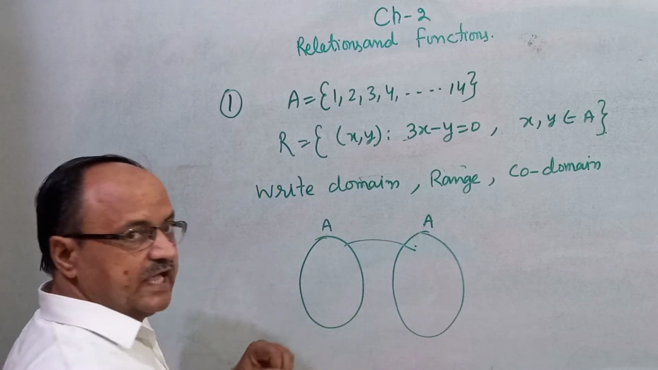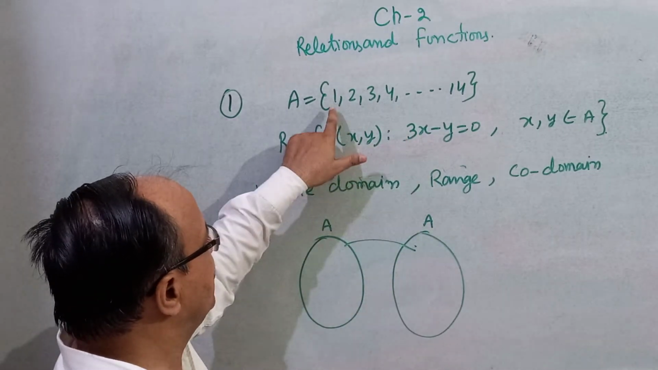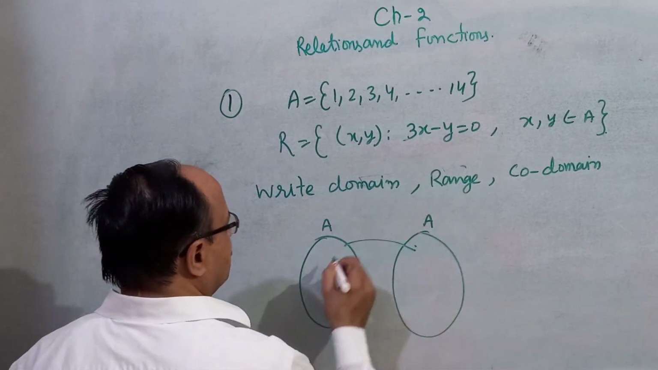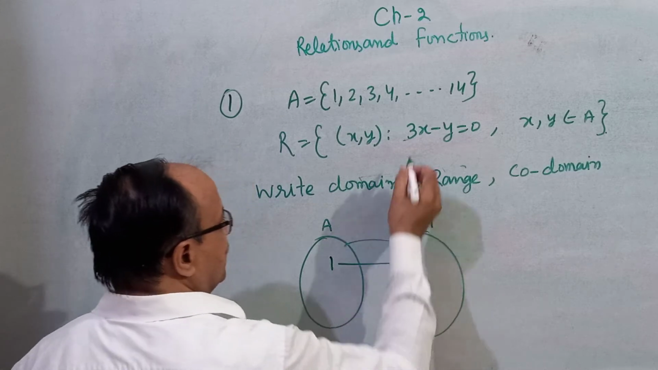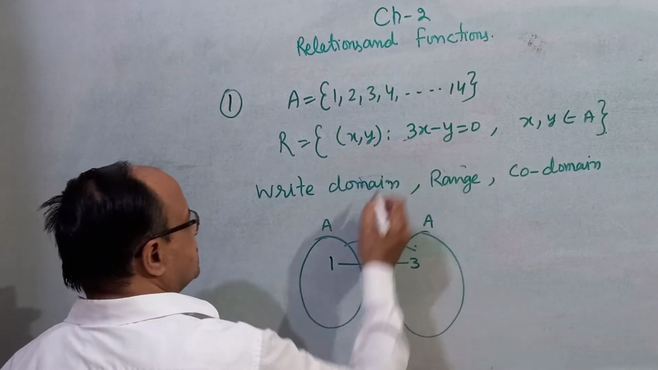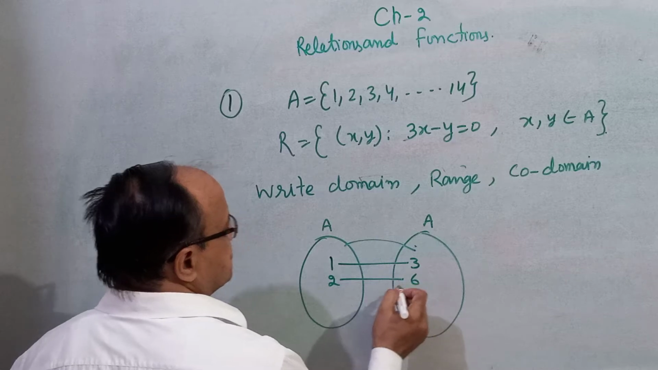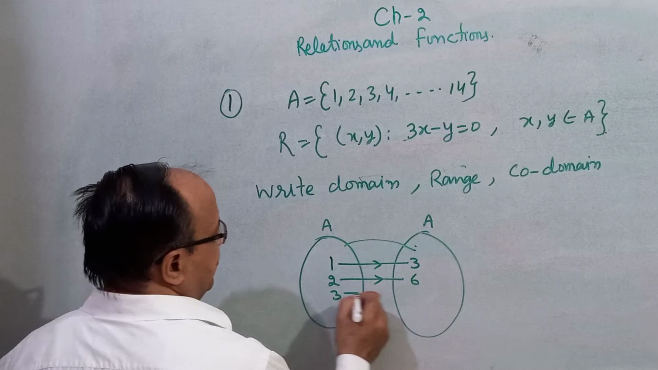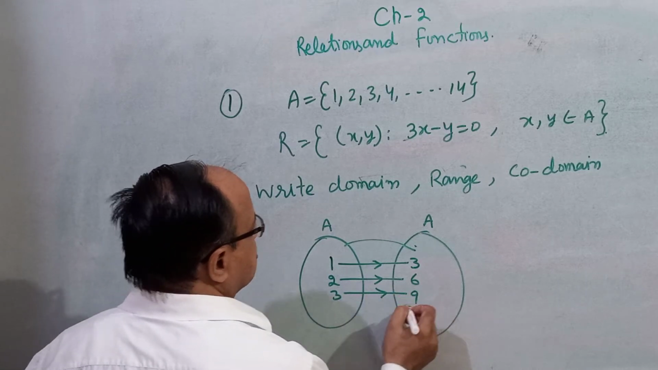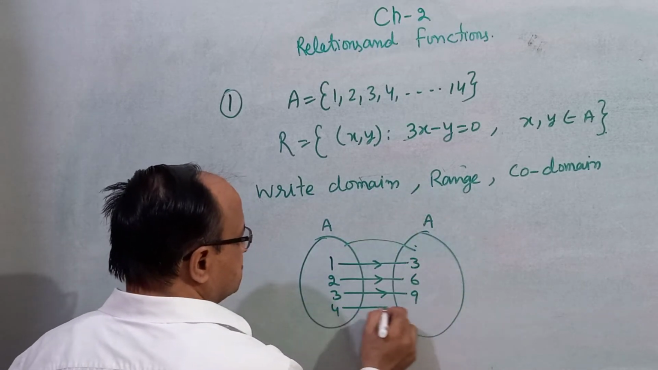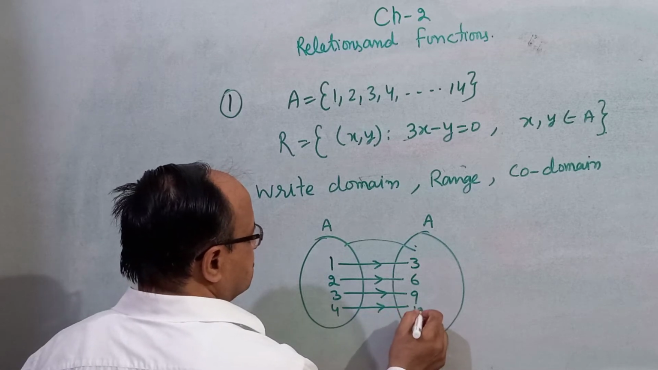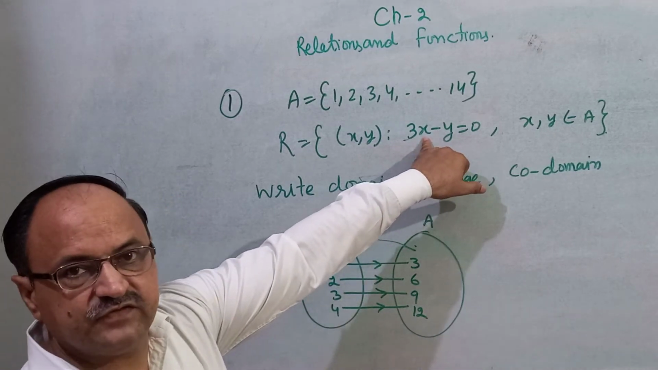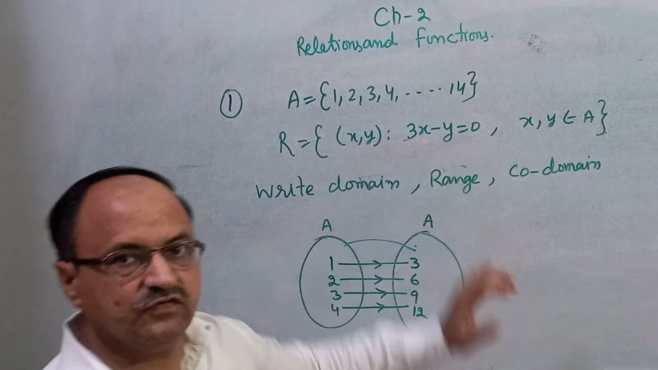Put here x is equal to 1. When x is equal to 1, the value of y is 3. When x is equal to 2, 2 times 3 is 6. When you put 3, the answer is 3 times 3 is 9. When you put 4, the answer is 12. When you put 5, 5 times 3 is 15.